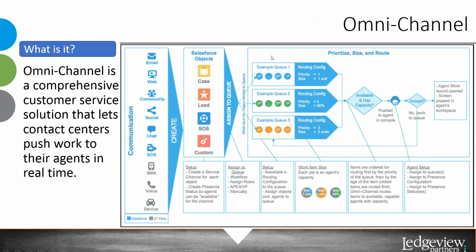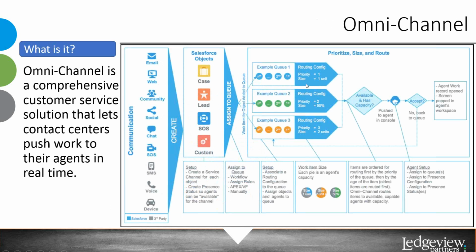Really the concept here is taking any channel, whether email, web, social, or chat, and creating an object. If you're familiar with Salesforce objects, it's basically a place to store data. So you're going to create a case, a lead, a custom object, whatever it happens to be. It's going to create a specific record inside of Salesforce. Now, once that record is created, you can assign it to a queue.